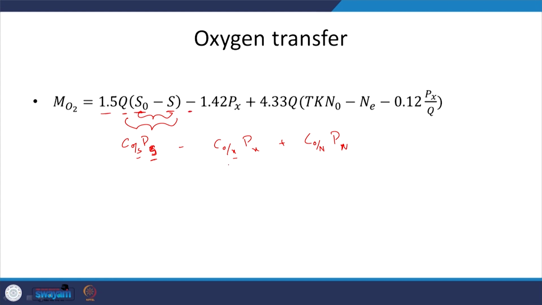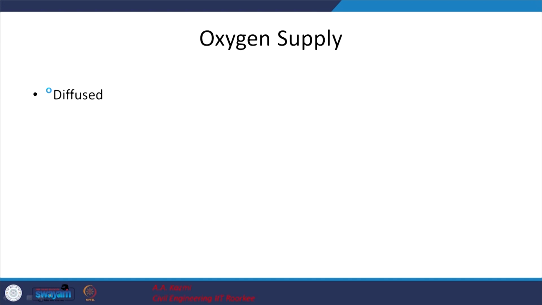Similarly, negative here because some of the mass will go into cell synthesis, and this is the conversion factor. Px we already calculated last session, and here we have the conversion factor for nitrogen. TKN0 is the one that is coming in initially, and this is the nitrogen that is leaving the plant via the effluent, and this is the one that is used for cell synthesis. That is what we have. This is the mass of oxygen that is going to be required to be supplied. That is something to keep in mind.